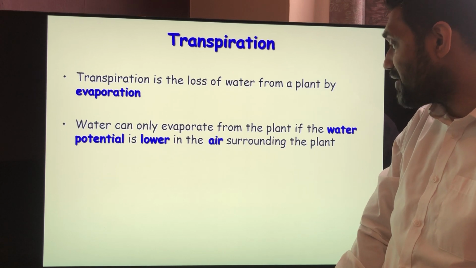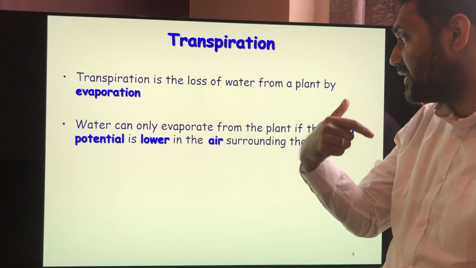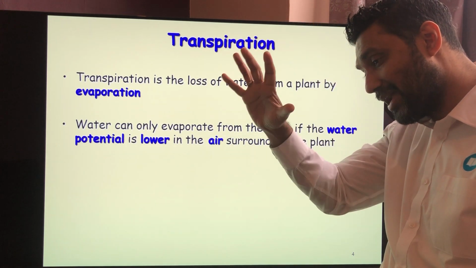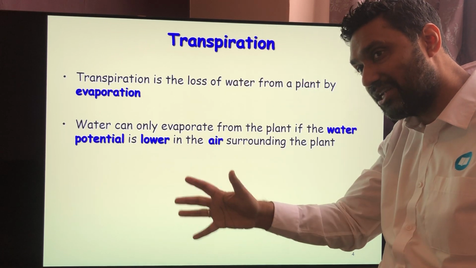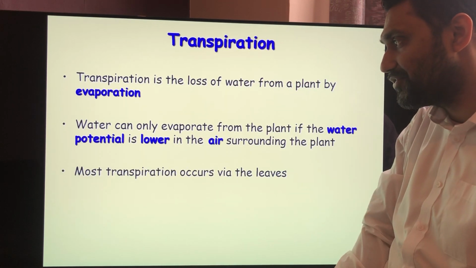Water can only evaporate from the plant because the water potential is lower in the surrounding air. Outside the plant, because the water vapor is coming out, it's got a low water potential compared to inside the plant, because there's more water inside the leaves than outside.